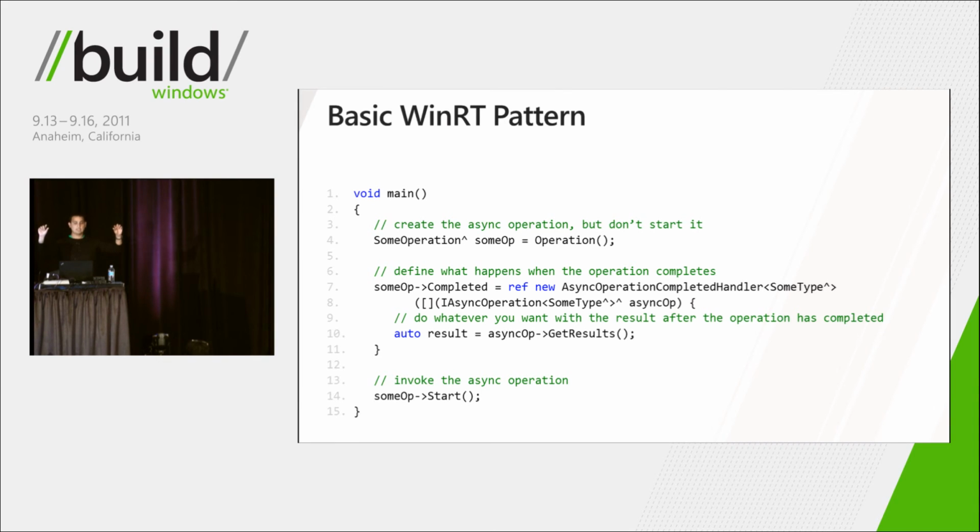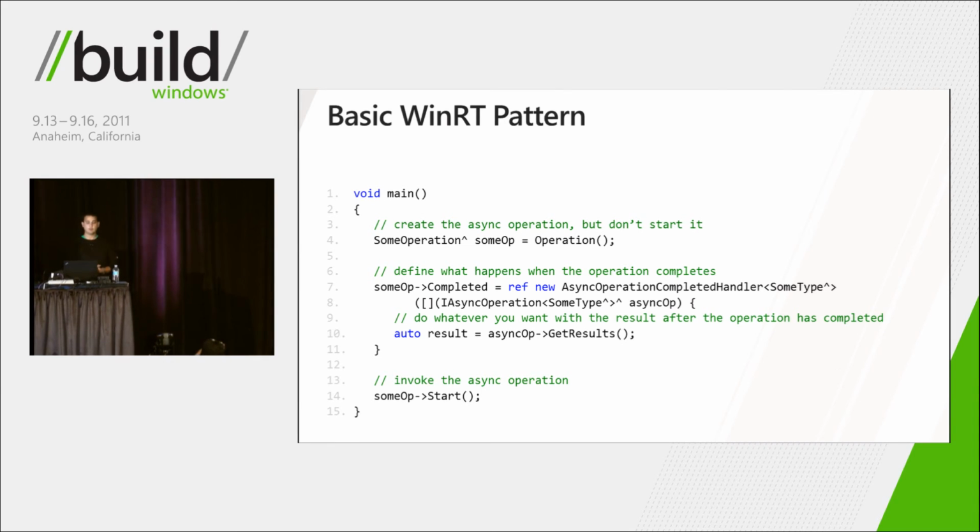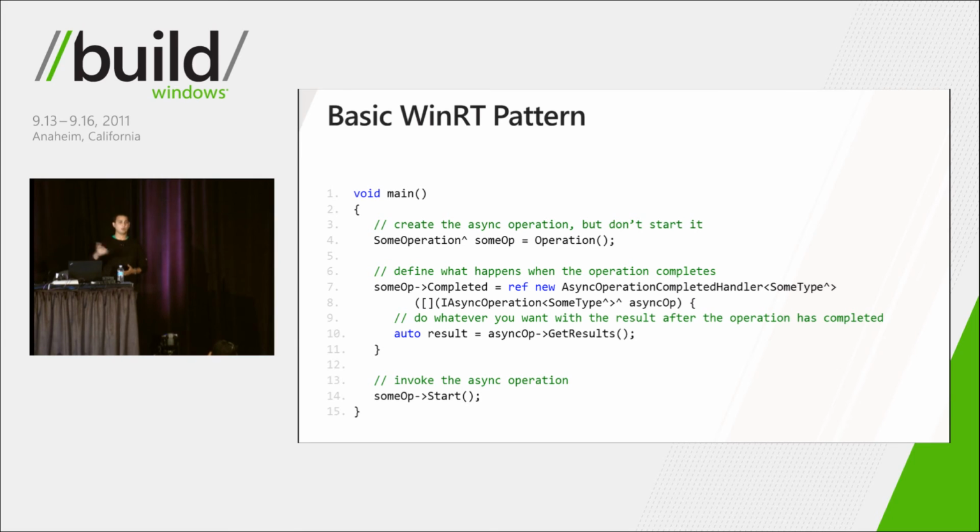Basically, you're going to create some operation. That's line 4 up there. So operation being a WinRT operation. And then in line 7, you are getting the member that is called completed and creating an async operation completion handler and assigning it to that.